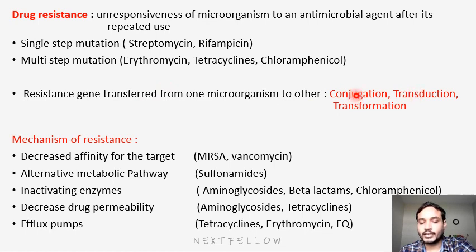Conjugation is nothing but attachment of one bacteria to another bacteria. It will transfer the resistance gene. Transduction is where the resistance gene is transferred from one bacteria to another bacteria. Transformation means the resistance gene is transferred through the environment. Okay. Conjugation means physical contact. Transduction means once the resistance gene is formed, that resistance gene is transferred to another bacteria. Transformation means it is through the environment.